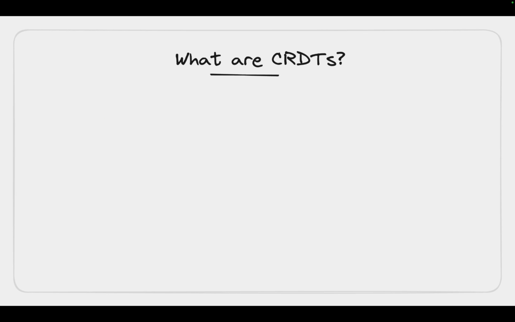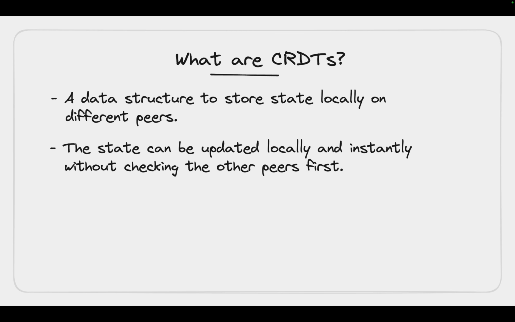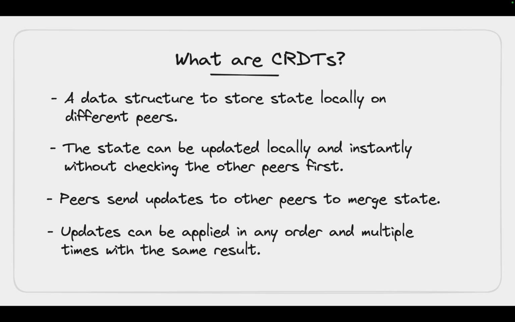So what exactly are CRDTs and how do they work? A CRDT is a data structure used to store state locally on different peers. The state can be updated locally and instantly by each peer without having to check with other peers first. In order for these states to eventually converge to the same state, the peers will send updates to each other. And the important part is that these updates can be applied in any order and even multiple times, and the resulting state will always be the same.